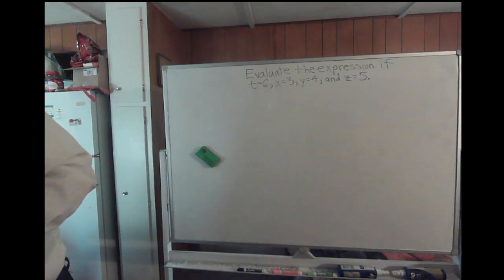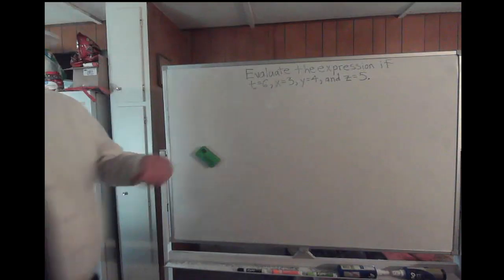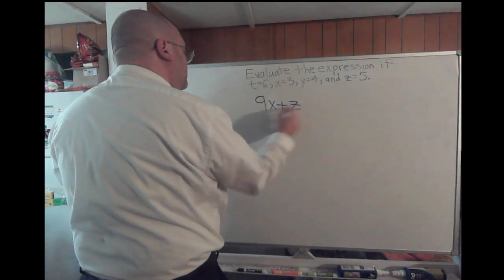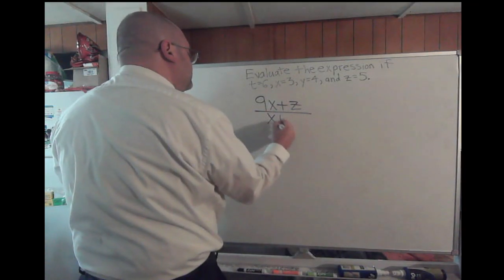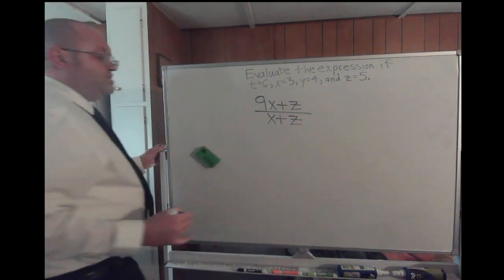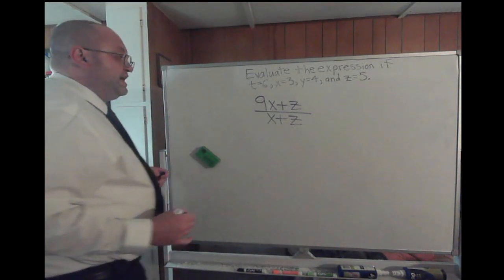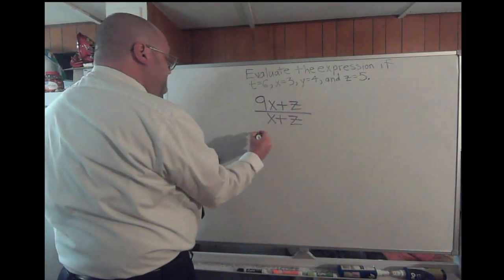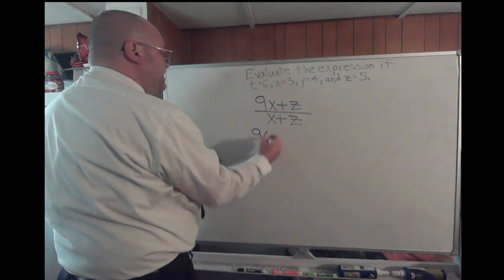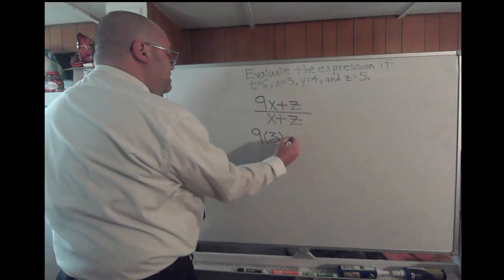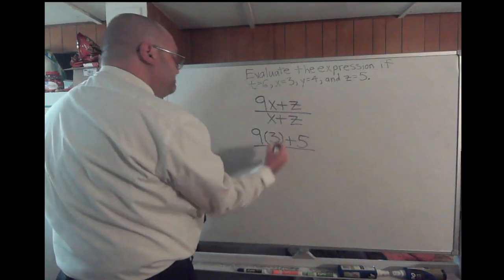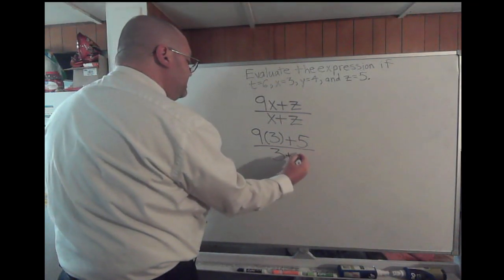All right, what's next? All right, let's see. We got 9x plus z all over x plus z. Now we're getting fractions involved in this. Well, that's okay. It doesn't change what we have to do. We stick in the value of x being 3, so we'll put in 9 times the value of x, which is 3, plus that value of z, which is 5, all over that value of x being 3, plus that value of z being 5.